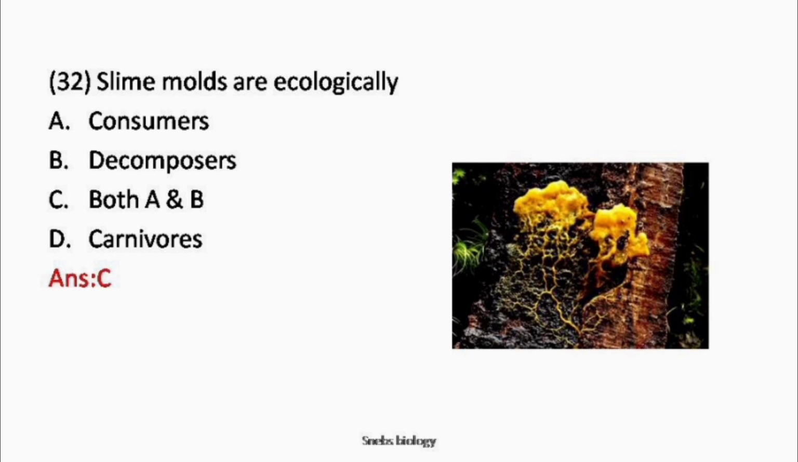Next, question number 32. Slime molds are ecologically option A consumers, option B decomposers, option C both consumers and decomposers, option D carnivores. So slime molds are ecologically consumers and decomposers. They bring about decomposition of organic remains. They also feed on other decomposer organisms and keep their population under check. So the correct answer is option C.